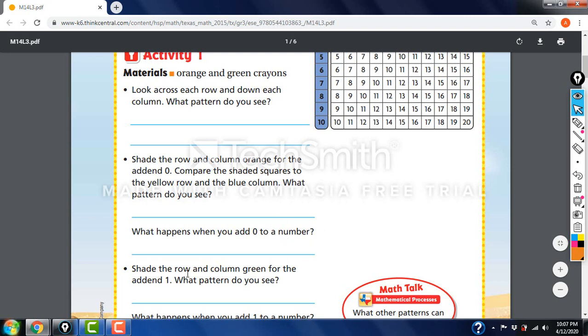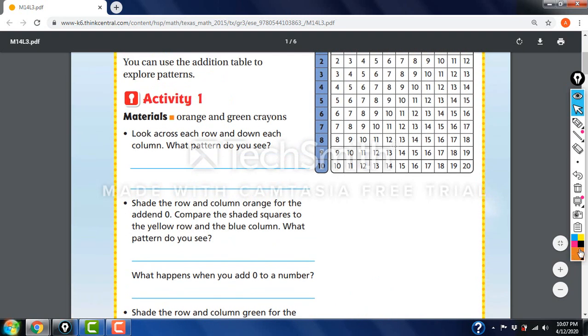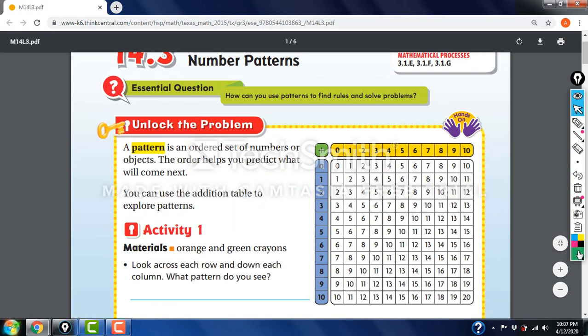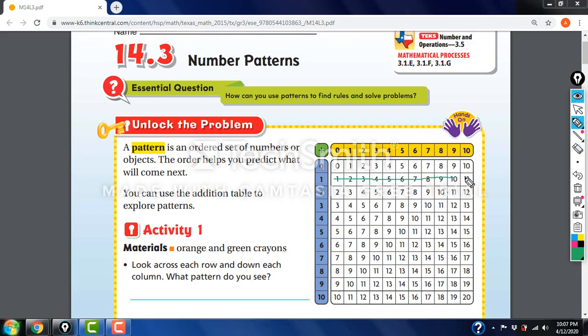Now it asks you to shade the row and column green for the addend 1. So the addend 1 is right here. Shade the row and the column green. Okay, so you should have that one shaded.